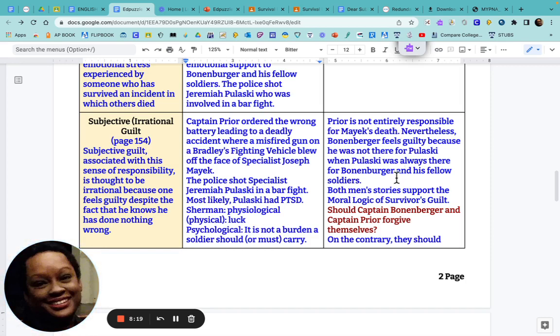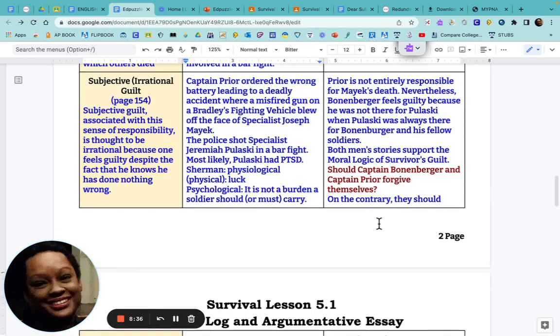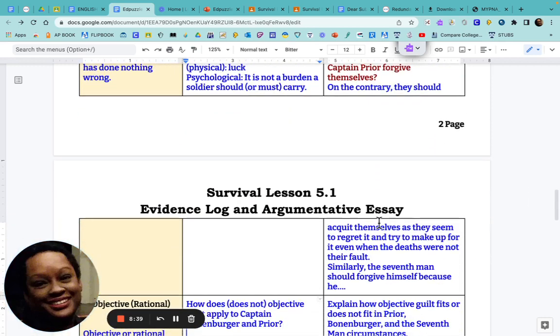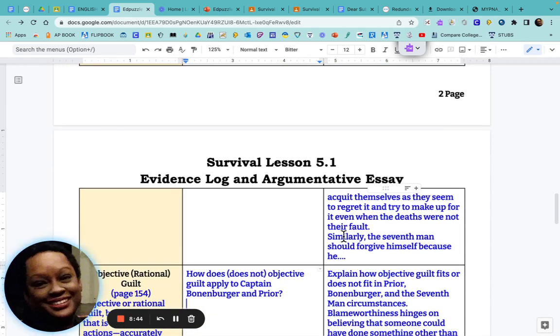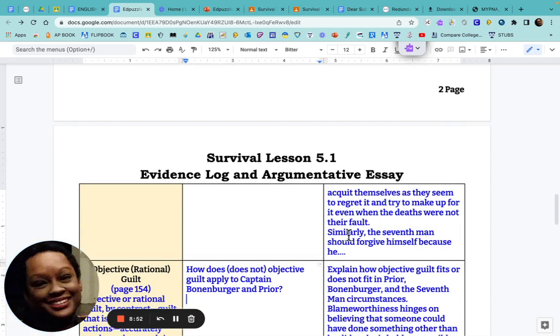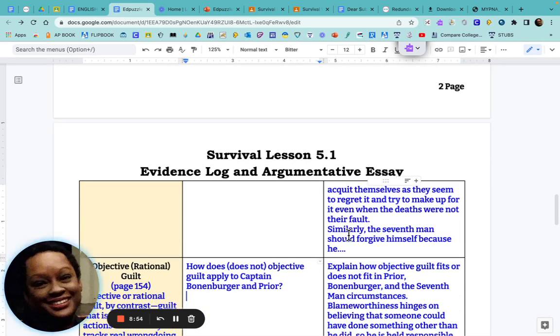And then what I did is I gave my opinion on Captain Pryor and Captain Bonneberger based on what was over here and the definition of subjective or irrational guilt. Now, I put this in red here because I need to remind myself what my claim is. And so, on the contrary, they should acquit themselves, etc., etc., etc. And those are my opinions. And as you can see here, I added some transitional words there to help my writing flow better.